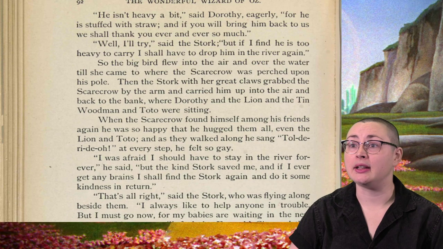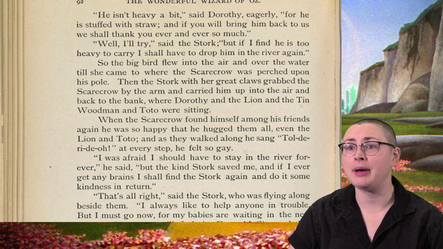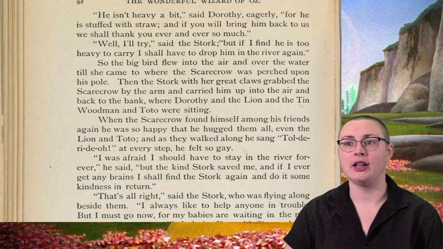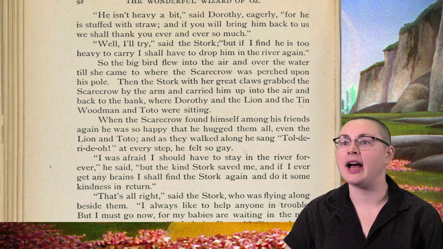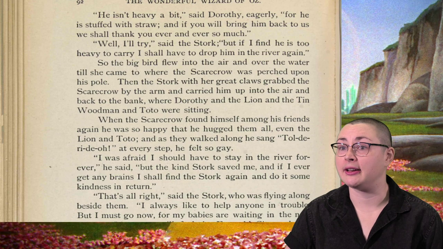He isn't heavy a bit, said Dorothy eagerly, for he is stuffed with straw, and if you will bring him back to us, we shall thank you ever and ever so much. Well, I'll try, said the stork, but if I find he is too heavy to carry, I shall have to drop him in the river again.